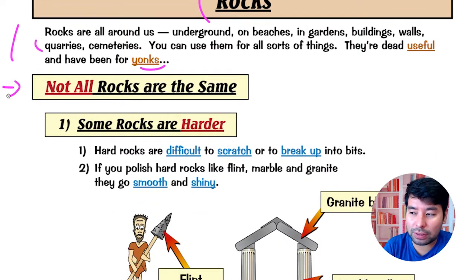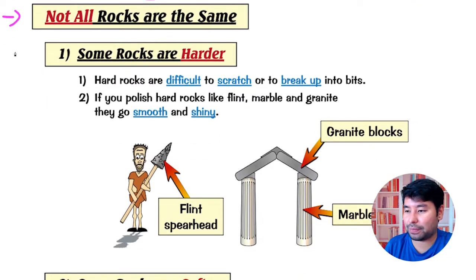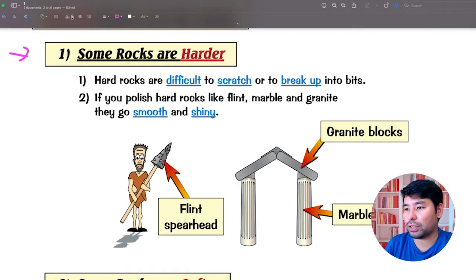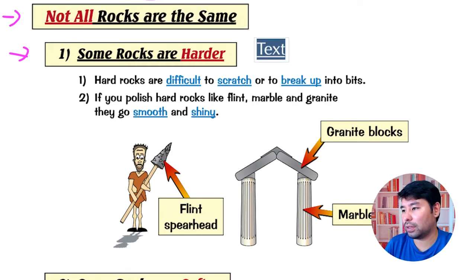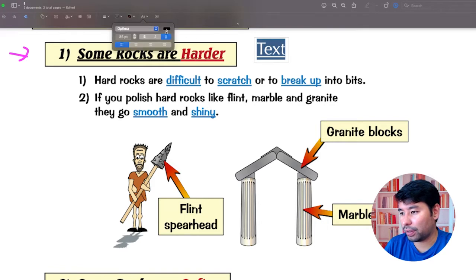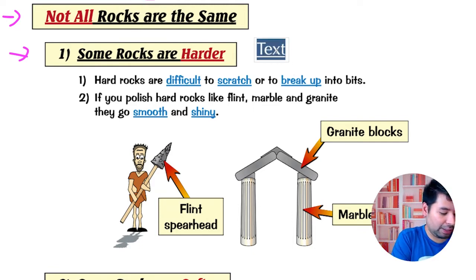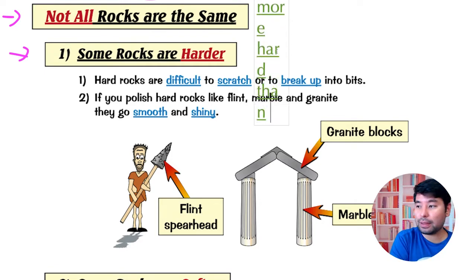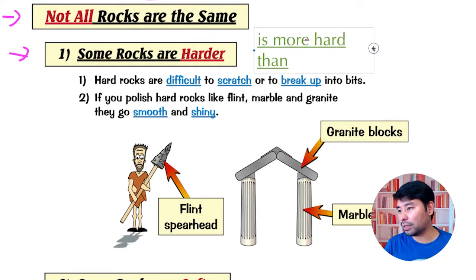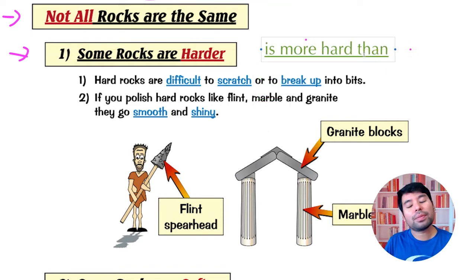And not all rocks are the same. I mean, absolutely, we know that they are different. Number one, some rocks are harder. You know the word hard? Harder is when we say that something is more hard than something. Let me use a green. For easy understanding, harder means it is more hard.